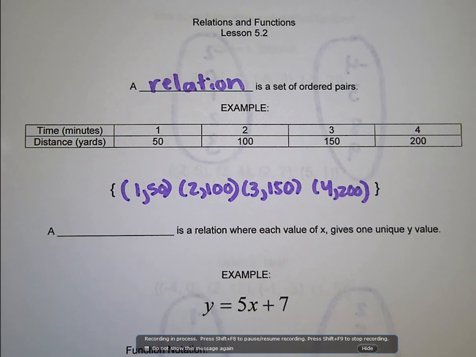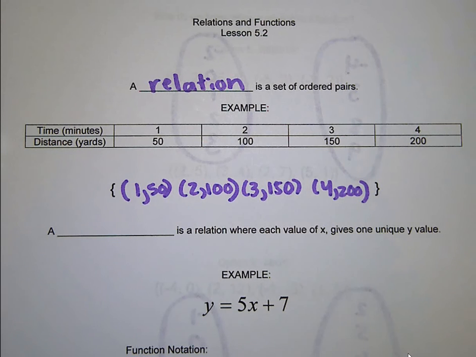Okay, this is lesson 5.2, which is on relations and functions. The first thing that you need to know when we're looking at this is that a relation is a set of ordered pairs. You've probably never heard that word used like that before, but a relation is a set of ordered pairs, and it could be any ordered pairs.